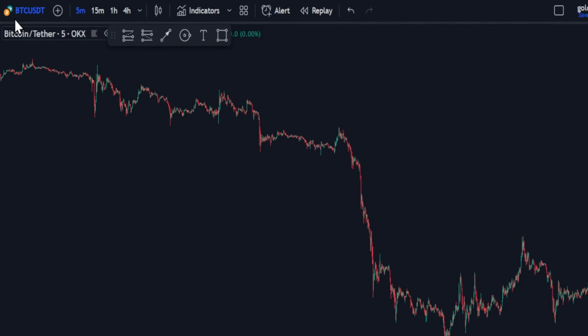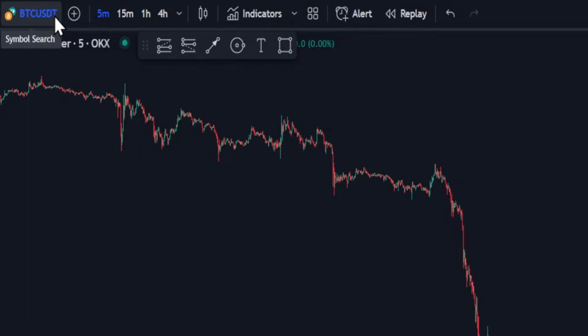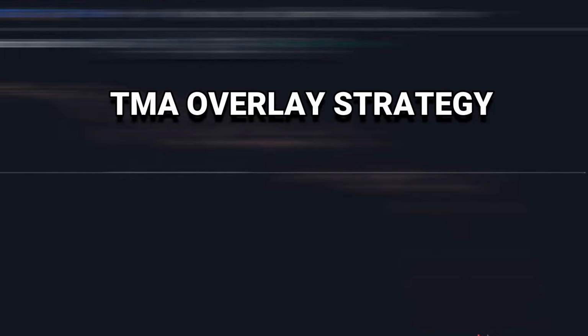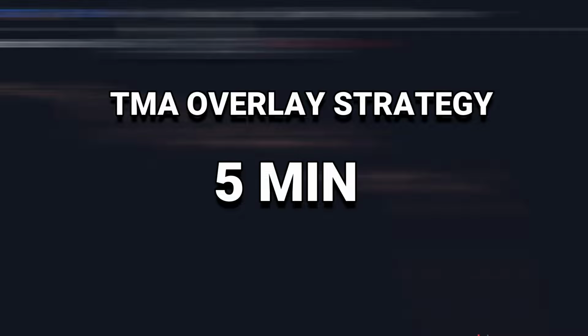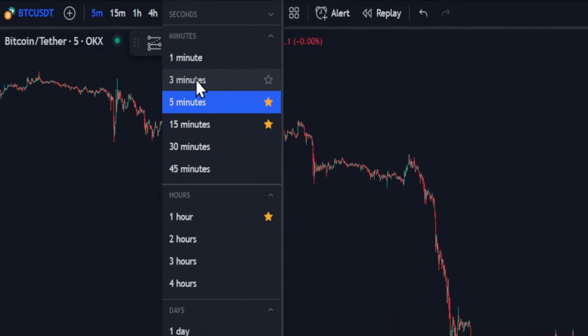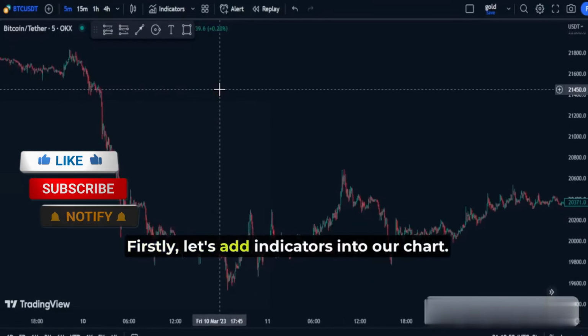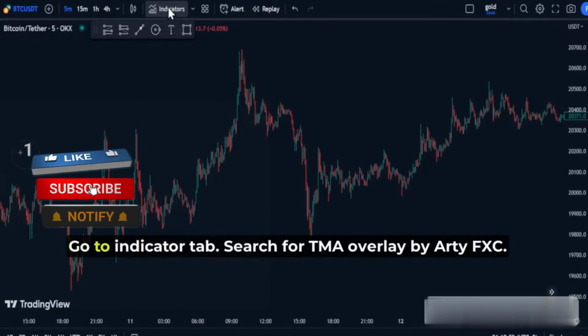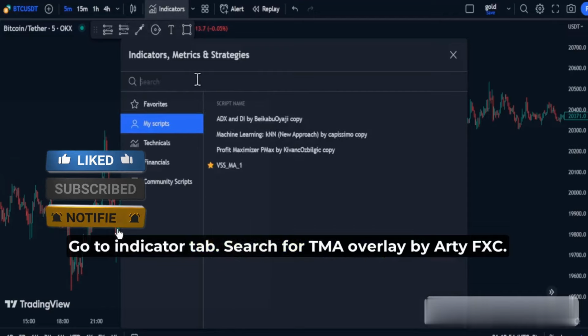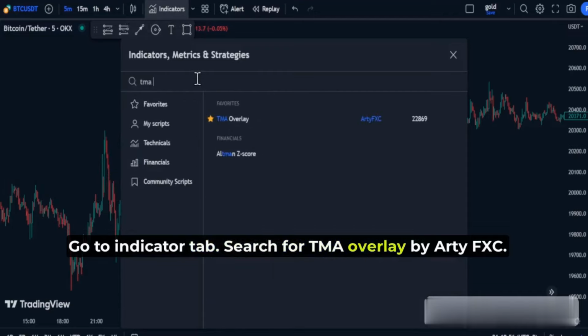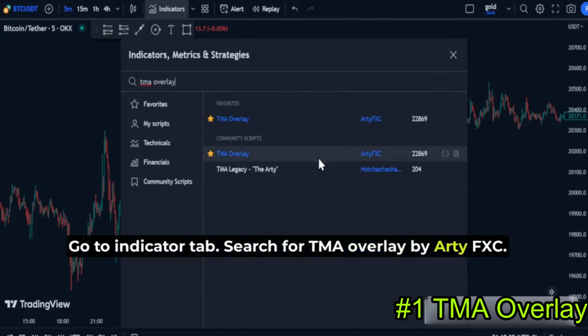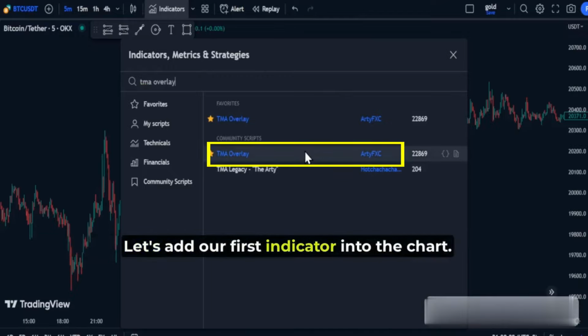This is the chart of Bitcoin, BTC USDT. The best time frame for this scalping strategy is 5 minutes, but it can be used on other time frames such as 3 minutes, 15 minutes, and 4 hours. Firstly, let's add indicators into our chart. Go to Indicator tab, search for DMA overlay by RTFXC. Let's add our first indicator into the chart.